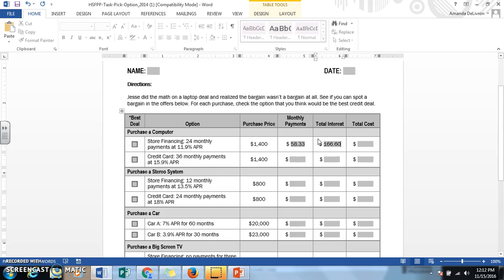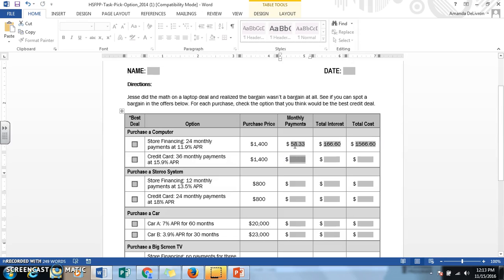So to figure out my total cost, I would be taking my purchase price, $1,400, and adding that total interest, $1,400 plus 166. And that would give me a total cost of $1,566.60. So again, to figure this out, the monthly payments, I used division. I did $1,400, the purchase price, divided by the number of monthly payments. And my total interest, to find that, I multiplied my purchase price, $1,400, by 0.119. Then I took my total interest and my purchase price and added them together for the total cost.